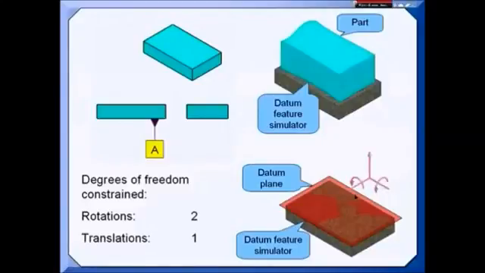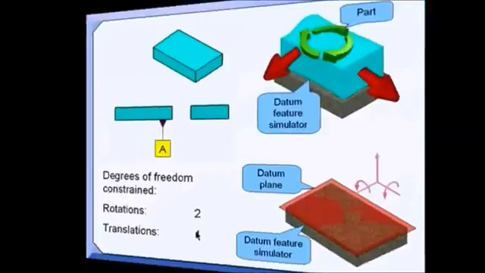Sometimes, though, it's easier to understand the degrees of freedom being constrained by thinking about what degrees of freedom have not been constrained. If we look at this part resting on a surface plate, the part could still move left and right and front and back, and it could still rotate on the plate. Since there's 1 rotation remaining, 2 must have been constrained. And since there's 2 translations remaining, 1 translation must have been constrained.